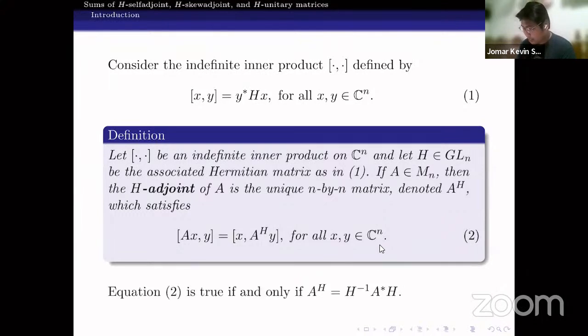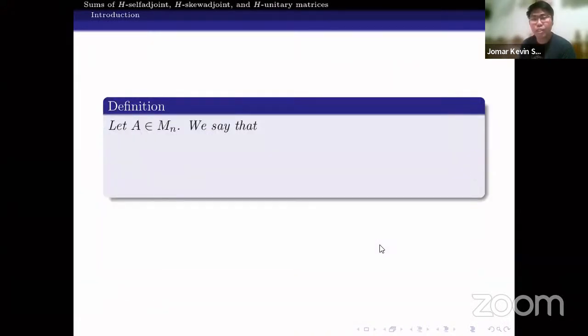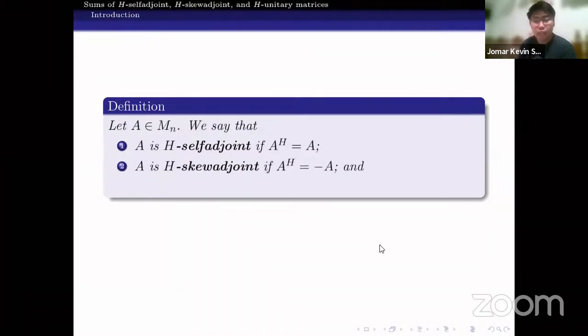And one can show that equation number 2 is true if and only if A to the H equals H inverse A star H. So we now have a formula for the H adjoint of a matrix A. Okay. And we will use this definition of H adjoint to define some special types of matrices. And here they are. We let A be an arbitrary square matrix. We say that A is H self-adjoint if A to the H equals A. H skew-adjoint if A to the H equals minus A.